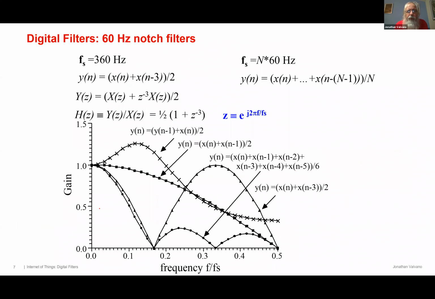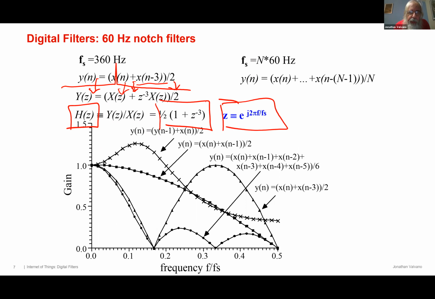So I'm going to prove to you that this filter notches 60 hertz. If you take the transform of little y into big Y, little x into big X, the transform is a linear function, so I transfer the plus into a plus, and the divide by 2 into divide by 2, and the x of n minus 3 is that. I solve for H, and I get a fairly simple relationship. I plug Z into here, and then I take the gain.